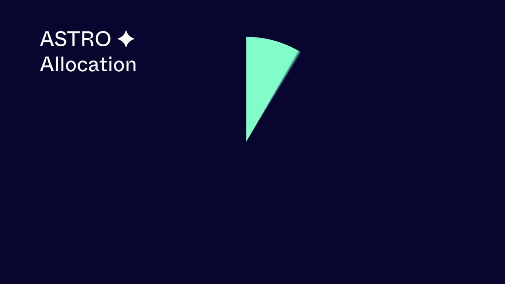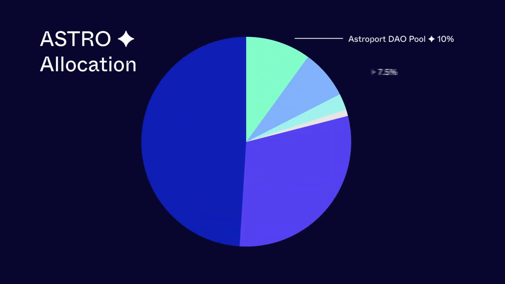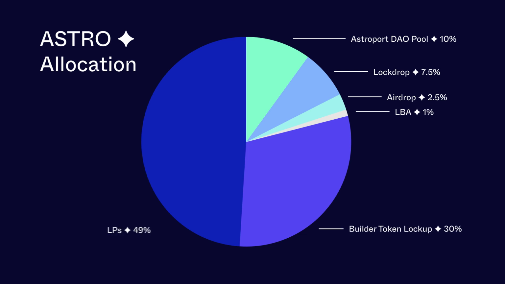Okay, so this is the tokenomics breakdown for the Astro token. Essentially, the builder token lockup is the team, so 30% goes to the team, and then the LP is 49%, which is basically the emission or reward to incentivize LPs to provide liquidity on the Astroport ecosystem. Then you have 10% to the DAO pool, as well as 7.5% to the Lockdrop event that I mentioned earlier, and 2.5% to people that are eligible for the airdrop depending on how active they were in the Terra ecosystem before this whole event. And then 1% for the liquidity bootstrapping auction rewards for those that participated.